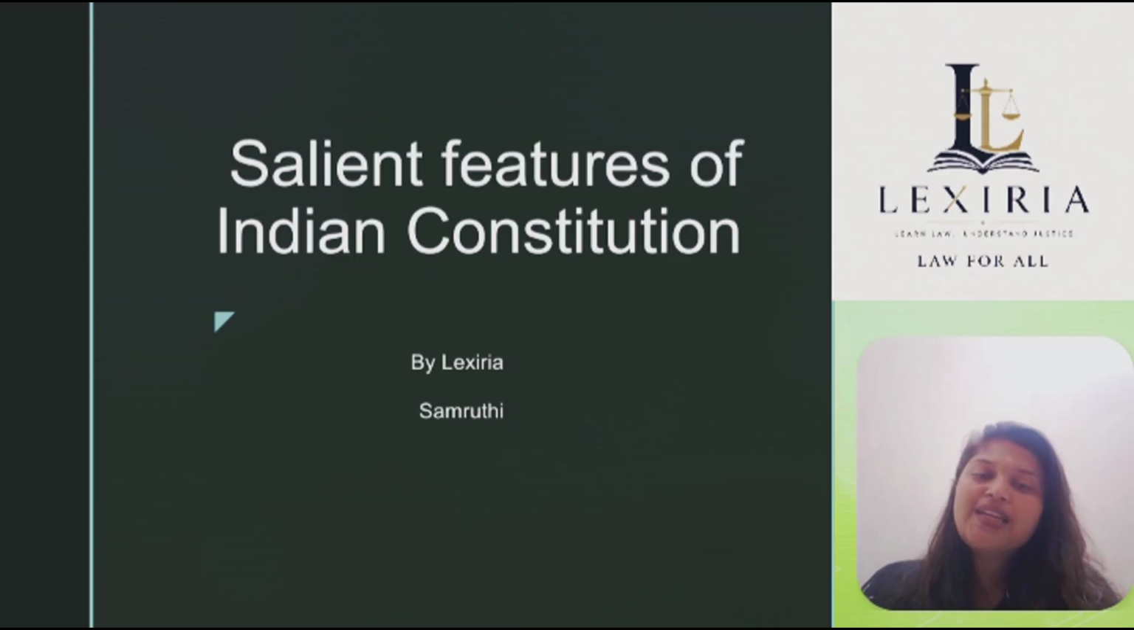Before moving into the salient features of the Indian constitution, we should know what the term salient feature means, right? Salient feature means the unique characteristics that the Indian constitution has. Though the Indian constitution has adopted several provisions from the constitutions of several other countries, it has its own unique characteristics, and such unique characteristics are called salient features of the Indian constitution.